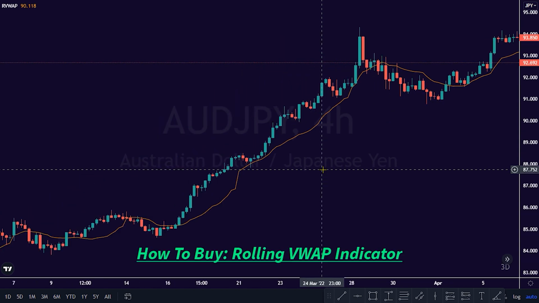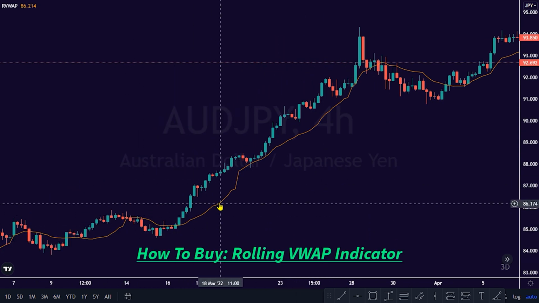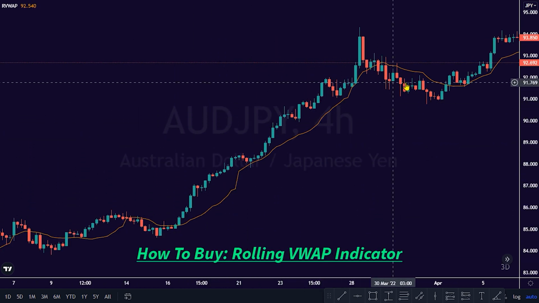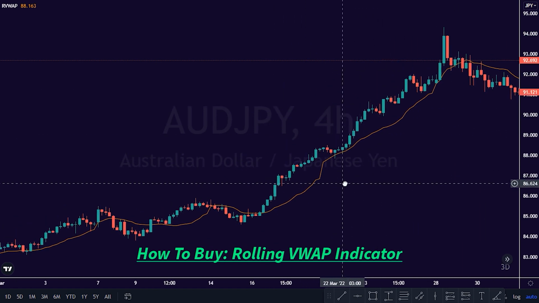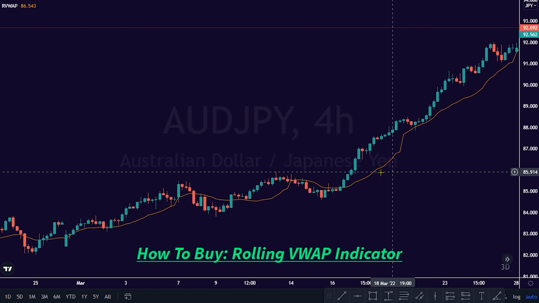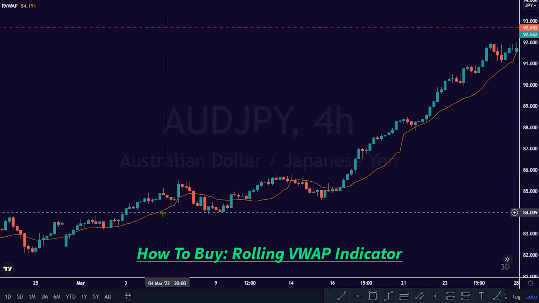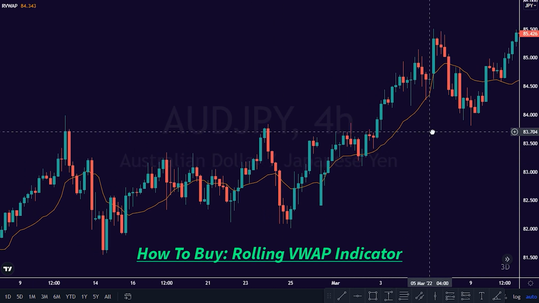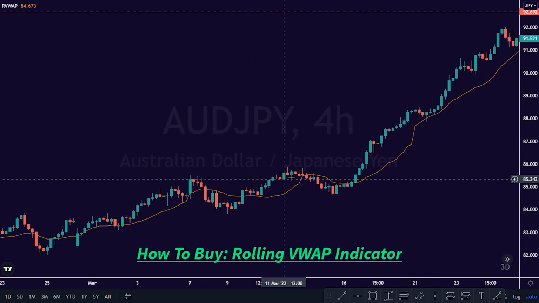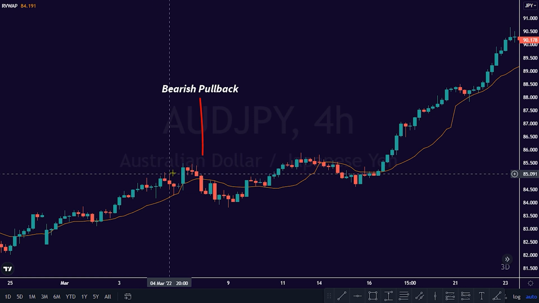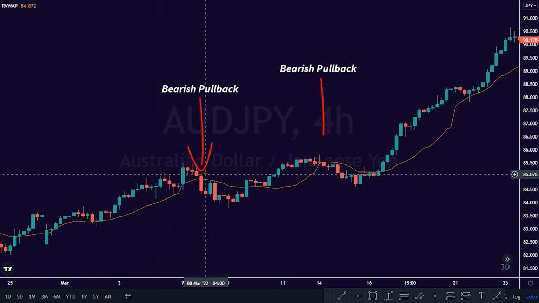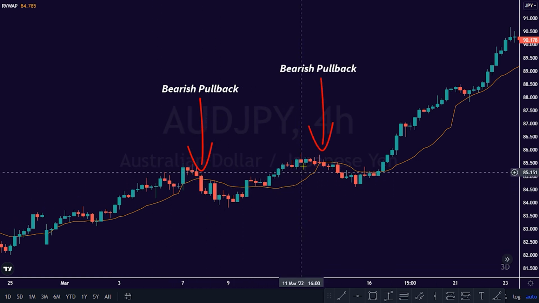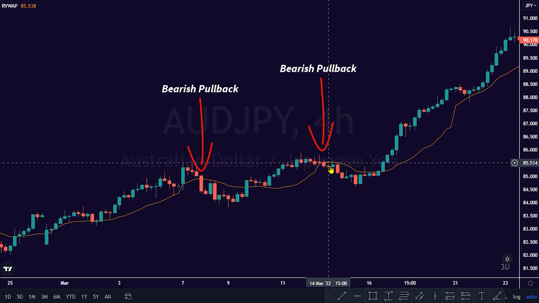How can we use the rolling VWAP indicator to generate trading signals in the market? In order to have the best possible profitable result when buying and selling with this indicator, it's recommended to apply it to trade in the direction of the market trend. In a bullish trend, wait for a bearish pullback of price to hit the rolling VWAP indicator, as the examples we can see on this chart.